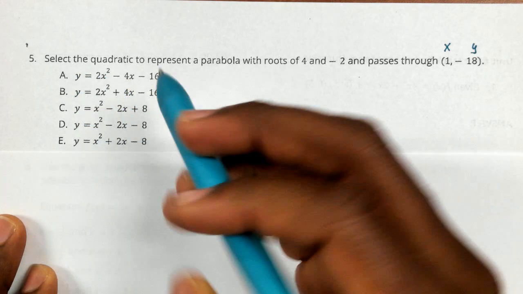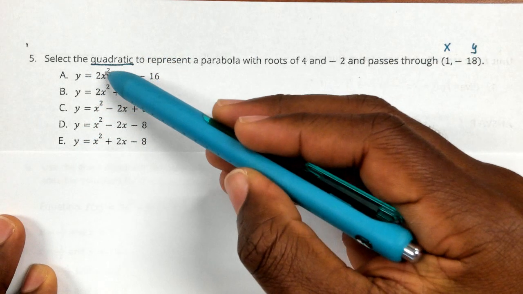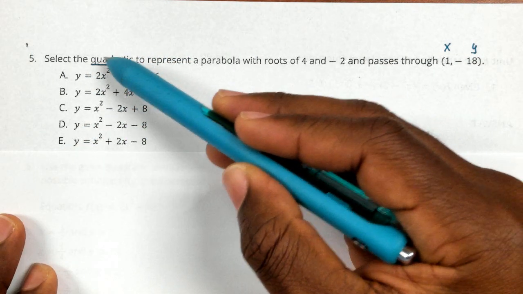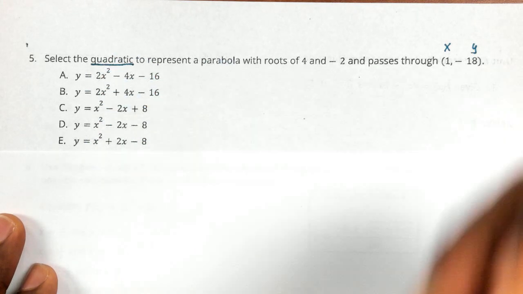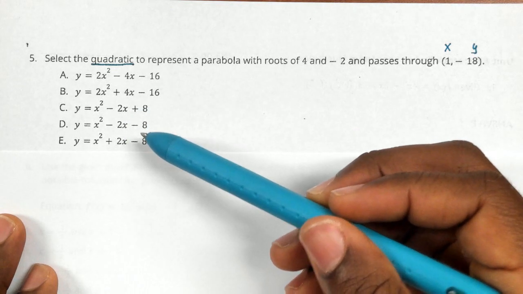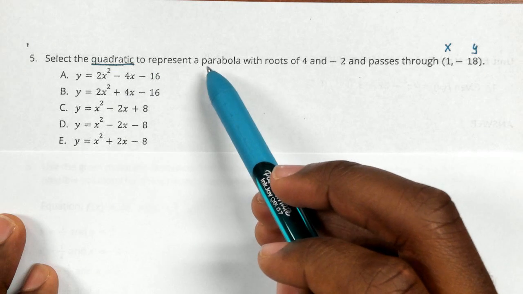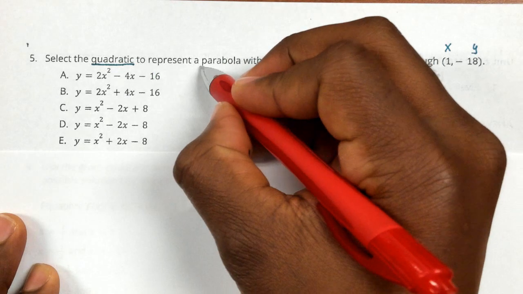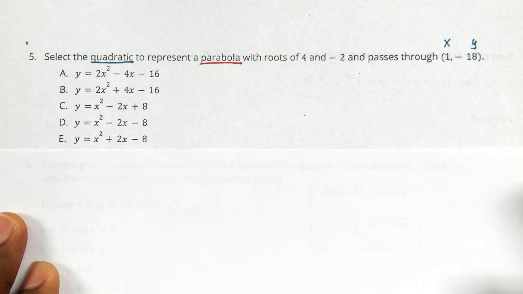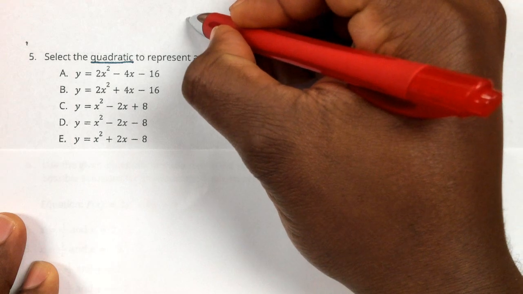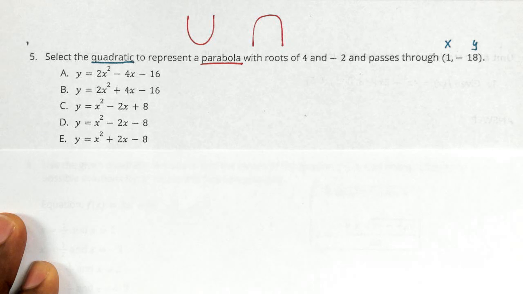Well, we know a quadratic is a function that has an x squared. But when we look at all our answers, they all have an x squared. So it being a quadratic isn't going to be super helpful for this question. However, we need to select one to represent a parabola. Well, the word parabola means something. Parabola describes the type of shape that you have. A parabola can be either a U shape or an N shape.